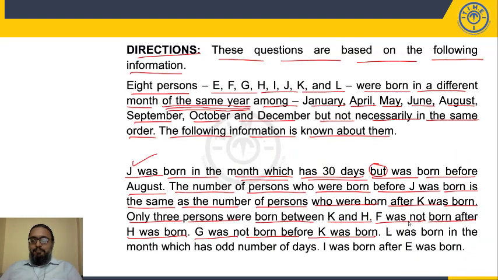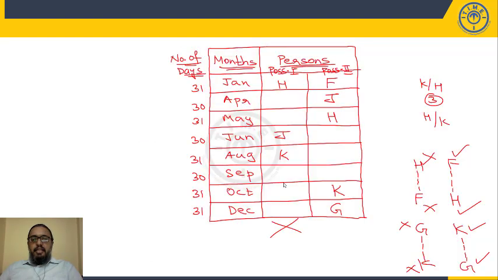Correct? Then L was born in the month which has odd number of days. Now the remaining 3 months available are June, August and September. Now among these 3, which has odd number of days? August. So L was born in the month which has odd number of days. So L is fixed in the month of August.